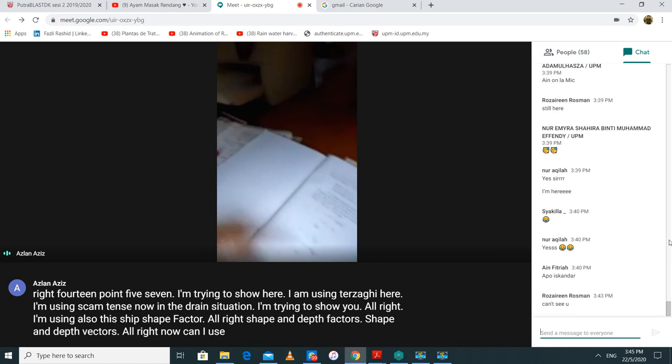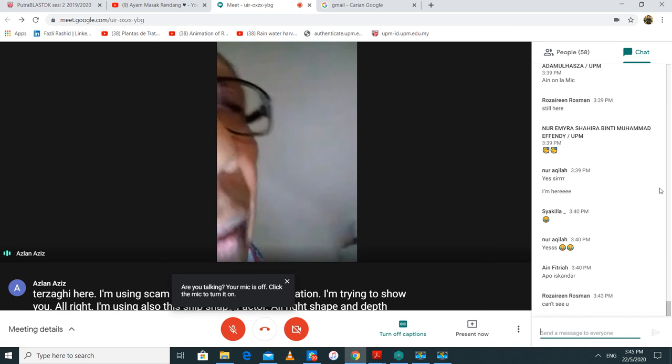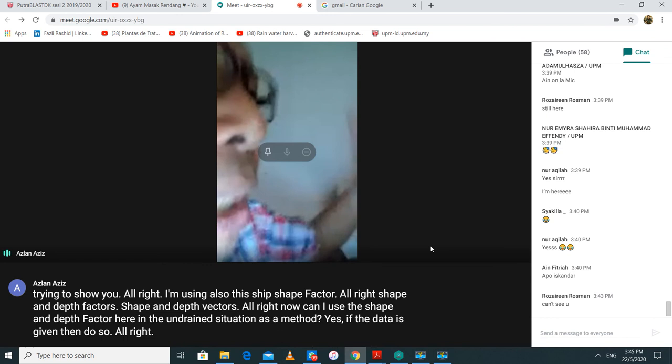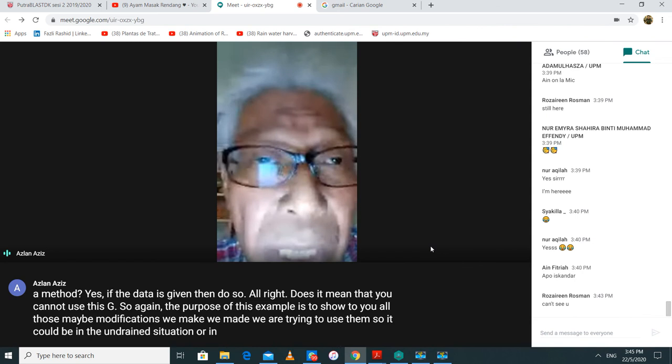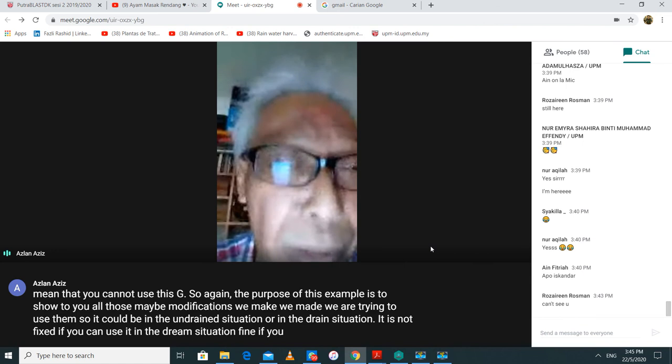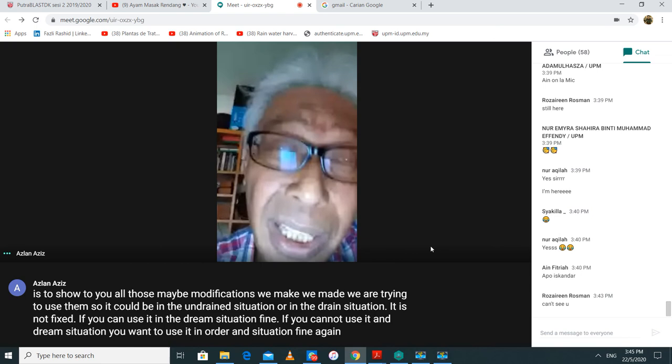Now, can I use the shape and depth factor here in the undrained situation as a method? Yes, if the data is given, then do so, all right? Doesn't mean that you cannot use this, see? So again, the purpose of this example is to show you all those modifications we made, we are trying to use them. So it could be in the undrained situation or in the drained situation. It is not fixed. If you can use it in the drained situation, fine. If you cannot use it in the drained situation, you want to use it in the undrained situation, fine. Again, as long as you have the data and as long as the method is applicable.